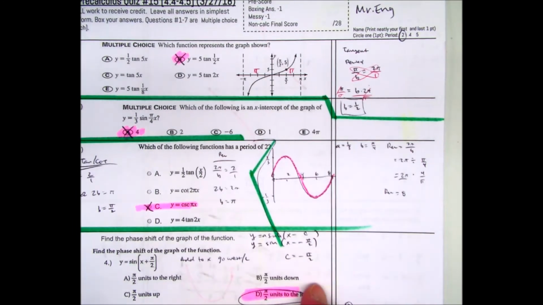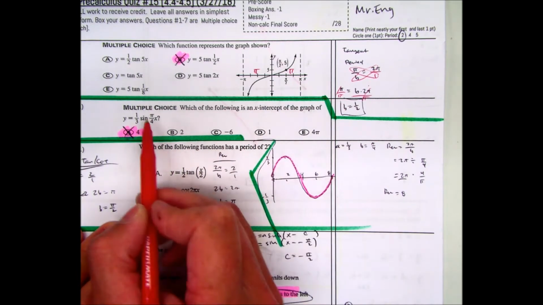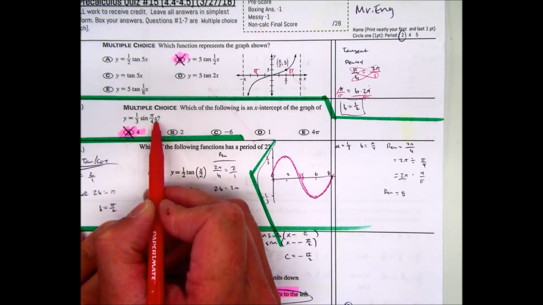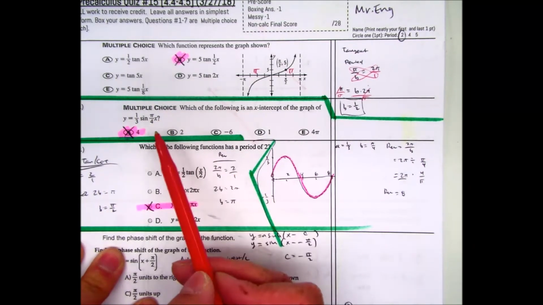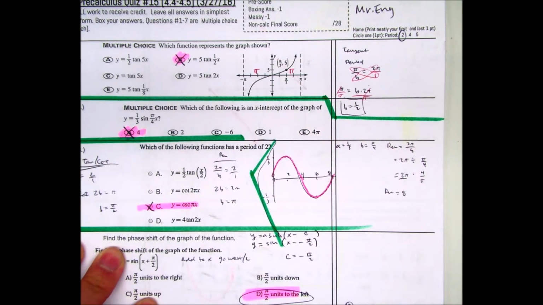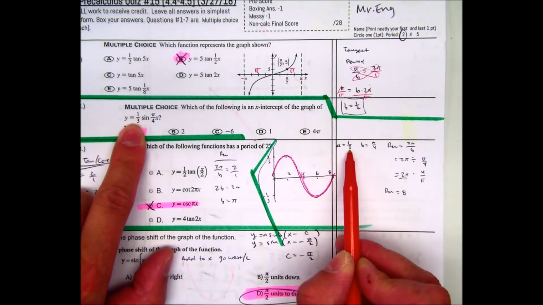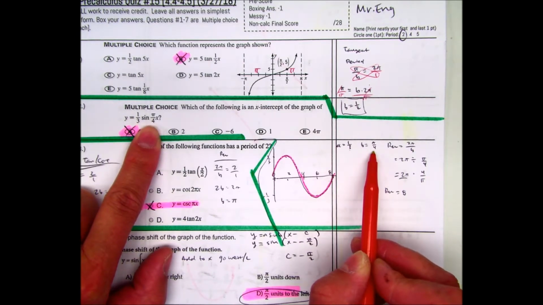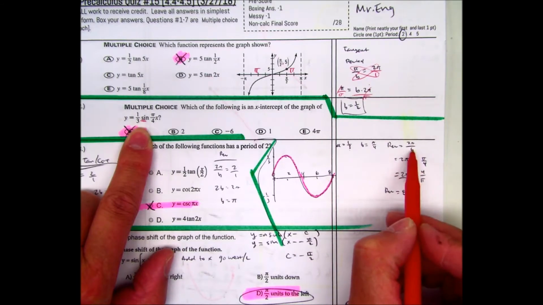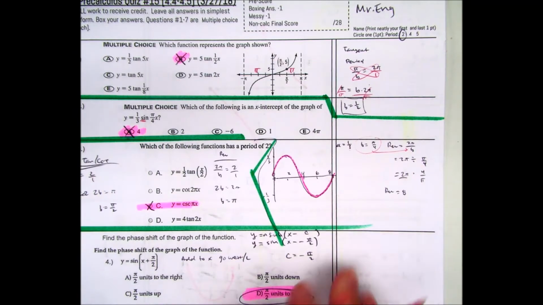Question number 2. Which of the following is an x-intercept of the graph of y equals 1/3 sine pi over 4 x? Now, any problem that they're asking me about a graph, compare and contrast, what's the error, I'm always just going to do the problem. So over here, my a value is 1/3. My b value, the coefficient in front of x, is pi over 4. I have sine, so the period is 2 pi over b. So I get 2 pi divided by pi over 4.